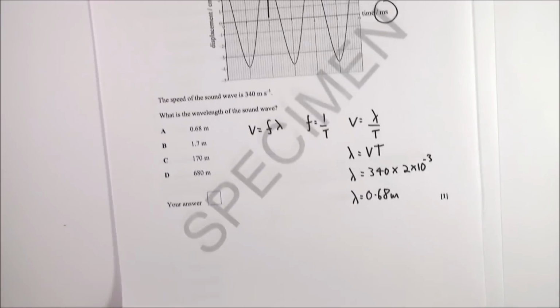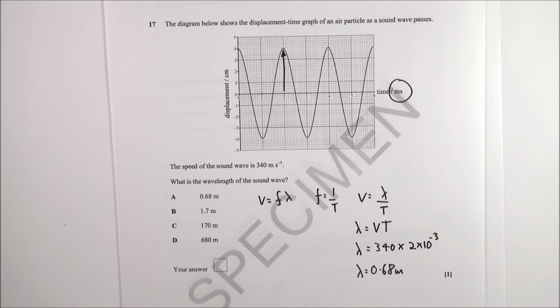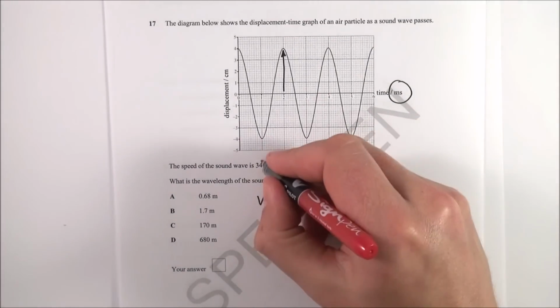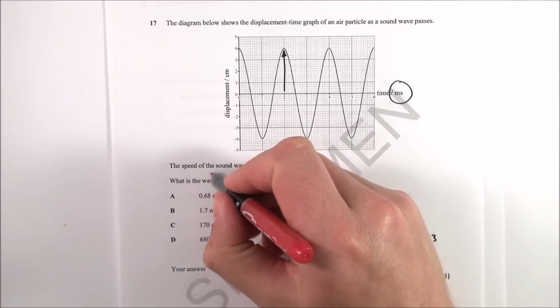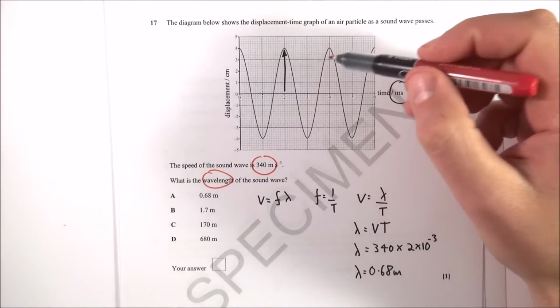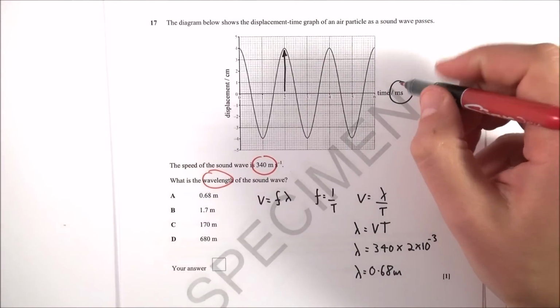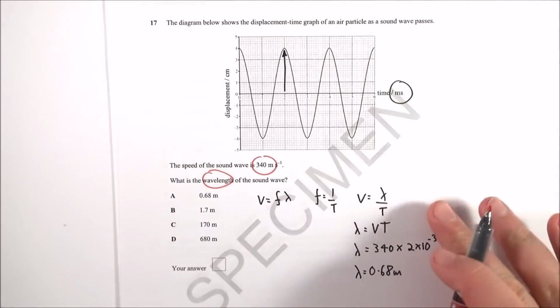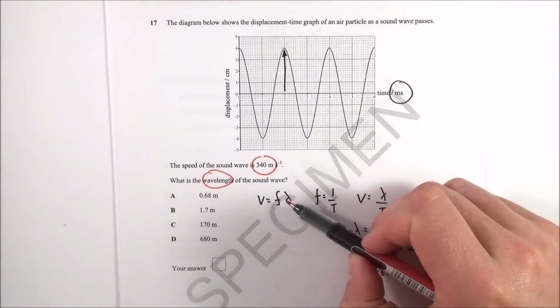Okay, 17 I thought was a fairly straightforward, nice question. You've got the speed of sound here. You want to know the wavelength. And what this gives you is a graph with time. And again, what they're doing here is they're giving you time in milliseconds. So first of all, v equals f lambda.